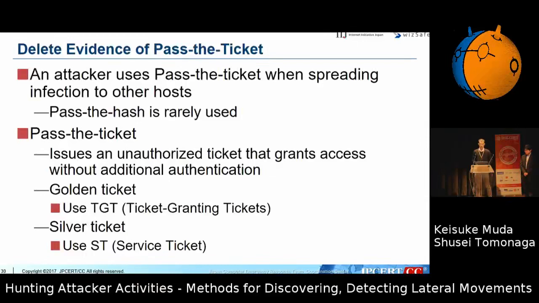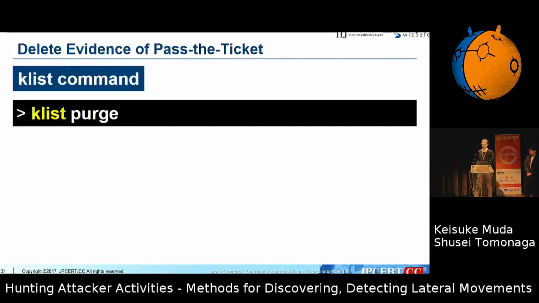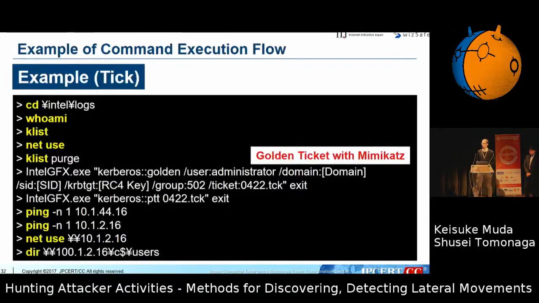Another example of deleting evidence is that they remove tickets or pass tickets. Recently, pass the hash is not used for malicious logon. They tend to use pass the ticket, such as golden tickets and silver tickets, instead. An attacker can delete these tickets by using the klist command. So this is an example of the lateral movement steps executed by attackers.